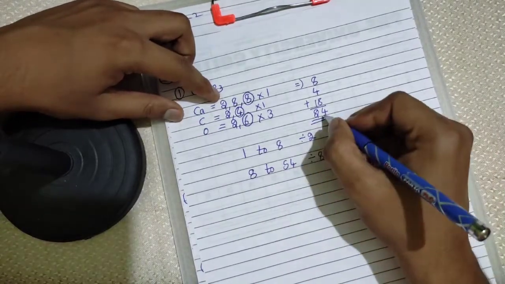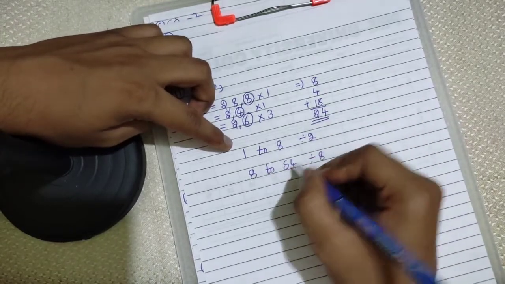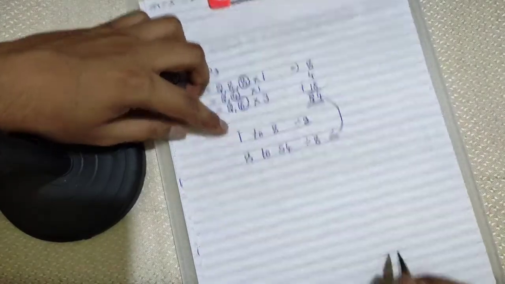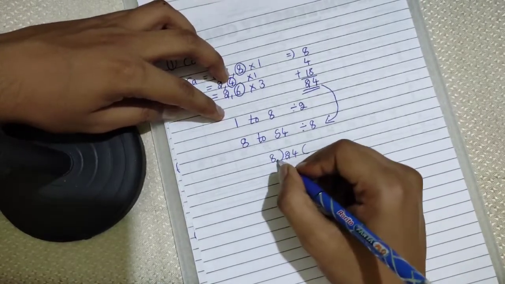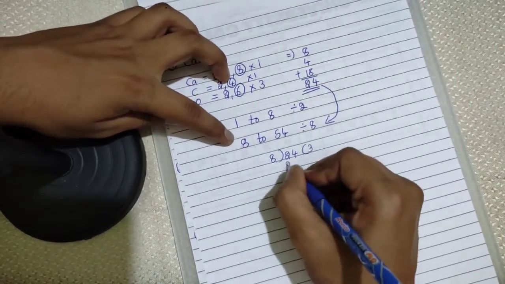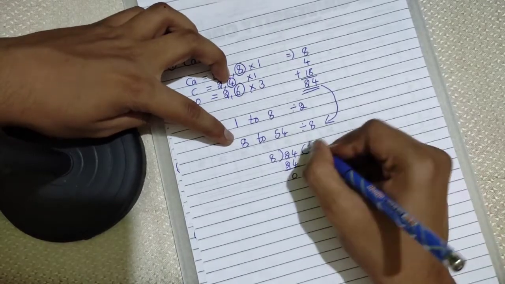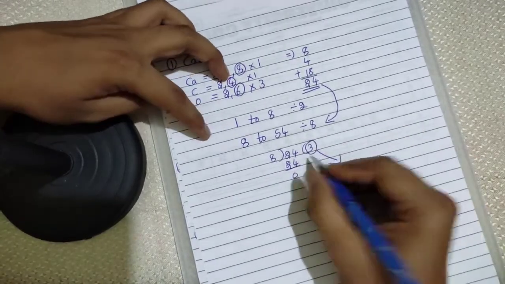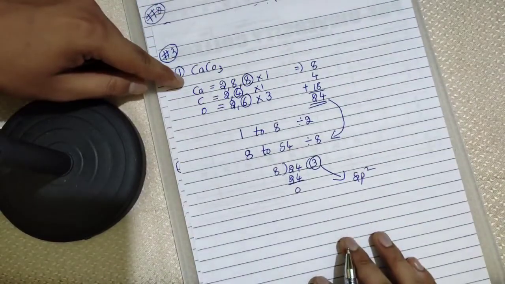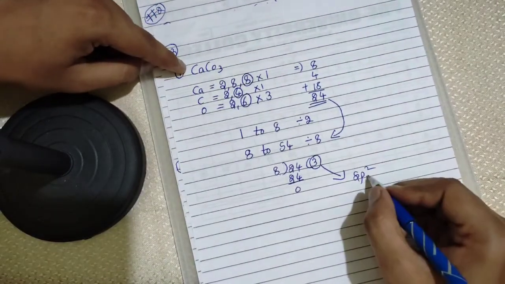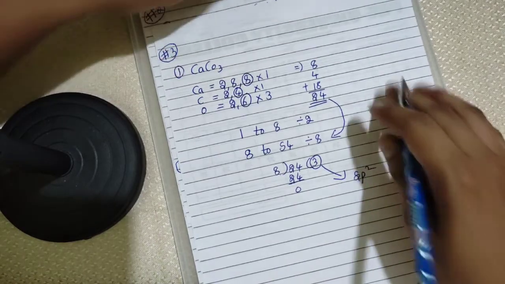Now where does this number lie, 1 to 8 or 8 to 54? Of course 8 to 54, right? So this 24 we have to divide by 8. How? 8 3s are 24, 0. We have got 3. What does 3 mean? Hybridization is sp2. See, for such a complex substance, hybridization is sp2. In a very easy manner we derived it.